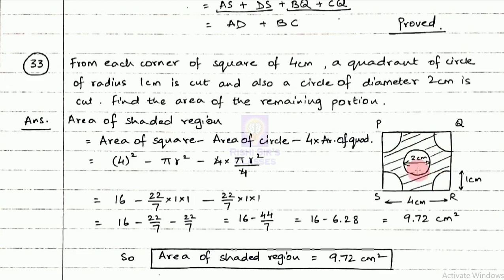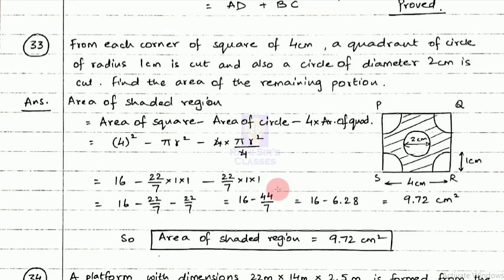Now one more thing. If we add these 4 quadrants, we will get one complete circle. So either we can write 4 multiplied by the area of a quadrant, or we can write the area of a circle. We have been given the diameter. From this diameter we can find out the radius. The radius of the quadrant is 1 cm and the radius of the circle is also 1 cm. And the area of a square is side multiplied by side. So after subtraction we can find out the value of the shaded region.